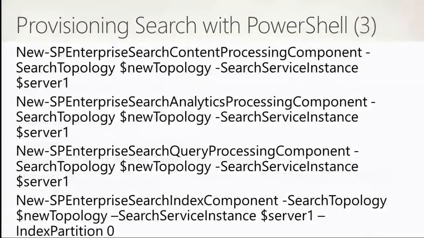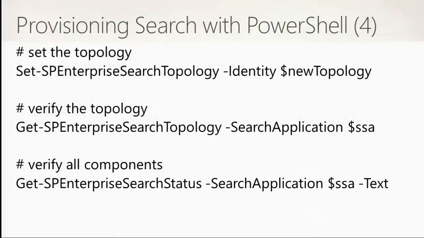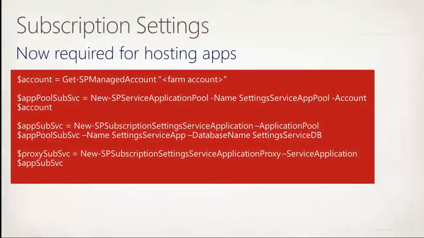Then there's content processing, search analytics, search query, search index. And I'll point out search index is where you can specify index partitions and things like that. So if you want to put redundancy in your search index or scale it out, that's where you'll do it. Then lastly, we call Set-SPEnterpriseSearchTopology with the identity and pass it that new topology that we created to begin with. And then you can verify it with Get-SPEnterpriseSearchTopology and Get-SPEnterpriseSearchStatus. There, I got through with it. Hard to say. Oh my gosh. So that's search. A lot to go, but refer back to it and you can do it.